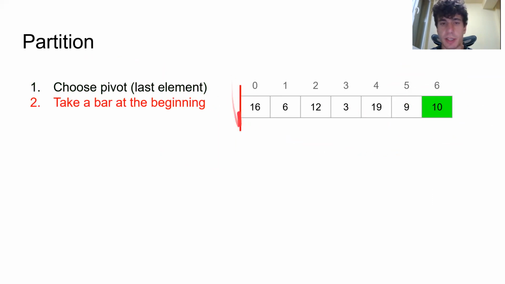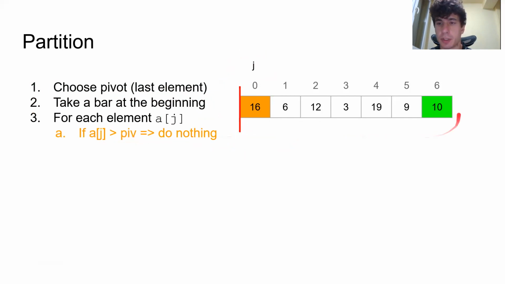And after that, we consider a bar at the beginning, like here at the start of the array. And in the end, we will have small numbers to the left of the bar and bigger numbers to the right of the bar. Well, we'll see, it's not that fancy. So basically, we'll take each element and compare it with the pivot. If the current element is bigger, we don't do anything. Now, let's move on to the next one.